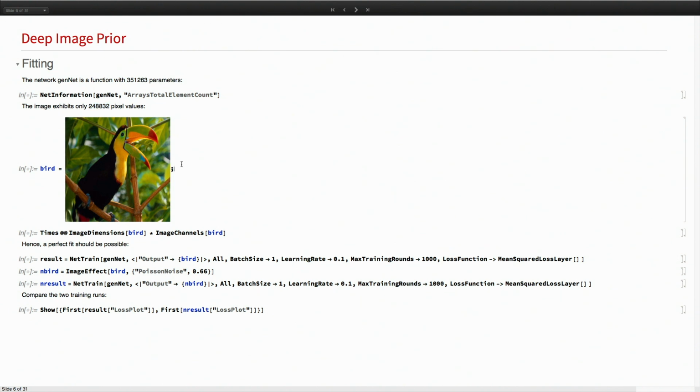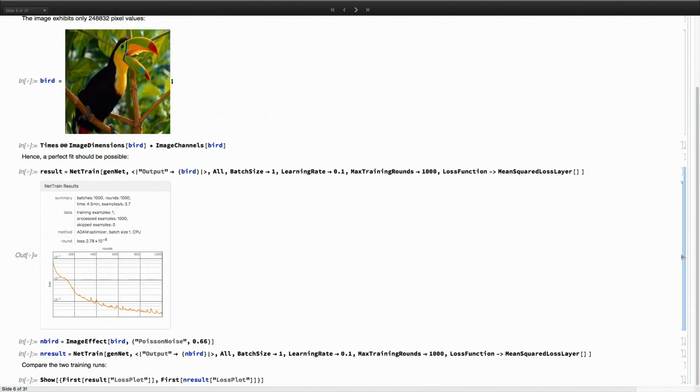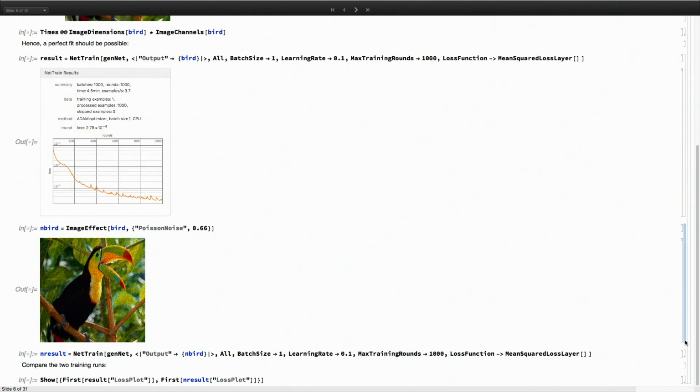So if I now take this bird in, and if I train that generation net, then the learning curve would look like this. It goes down nicely, so it does fit. And effectively, I could look at the result, but I won't do that right now because it's not that important. Right now, we just see that the network can learn the representation of the image.